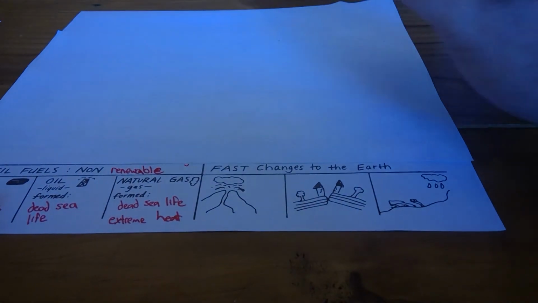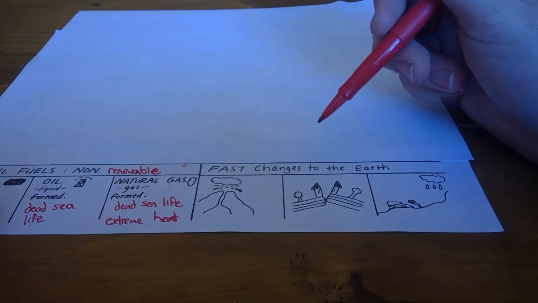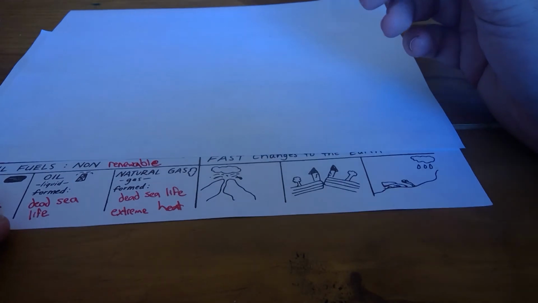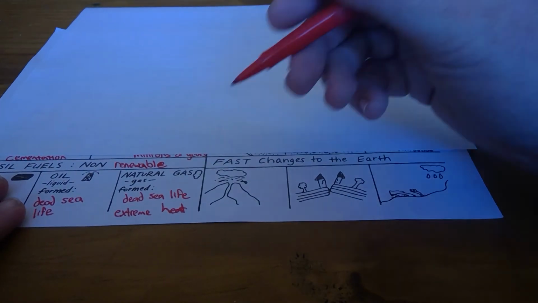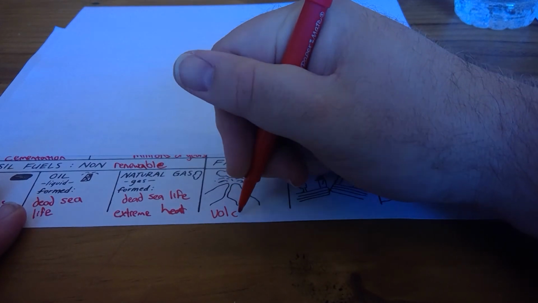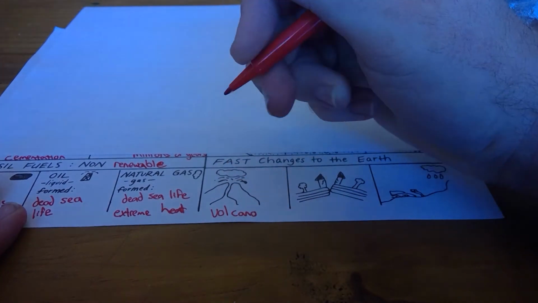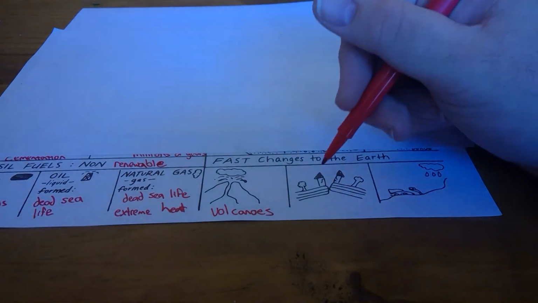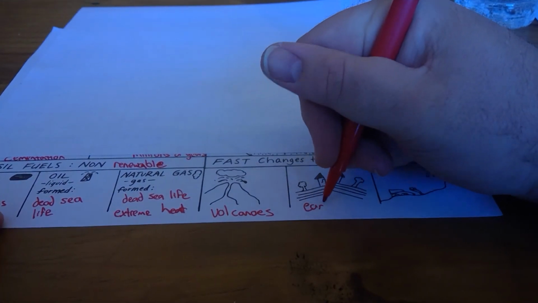All right, finishing up this last little section here, fast changes to the earth. What are some of the processes that can drastically change the surface of the earth? Well, we have volcanoes that can be dramatic. Krakatoa, Mount Vesuvius rapidly change their environment. We can have an earthquake.